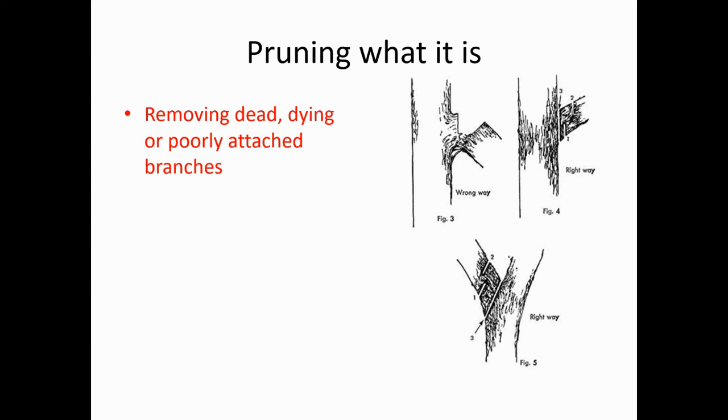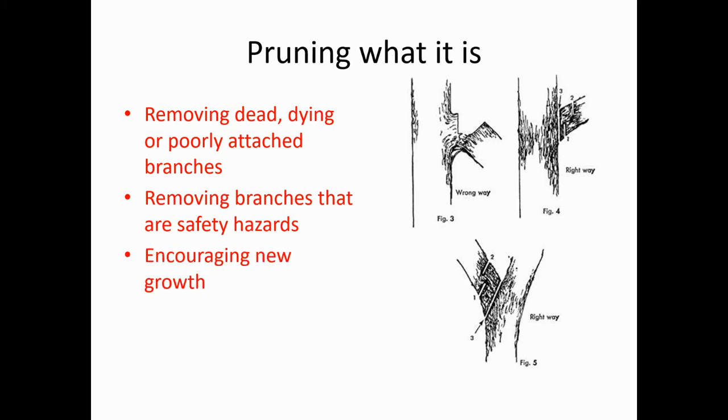Pruning is removing things that are dead and dying, or poorly attached, or that cross each other, or getting rid of something that's a safety hazard. It's also a way to encourage new growth. So the plants that you're going to get to take home to put in your hydroponics, you can manipulate how something like that grows based on where you pinch the new growth. We'll talk about that more as we go along.